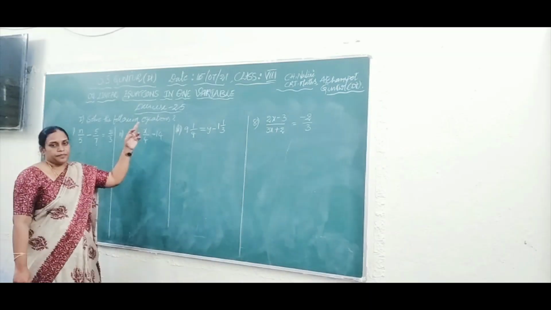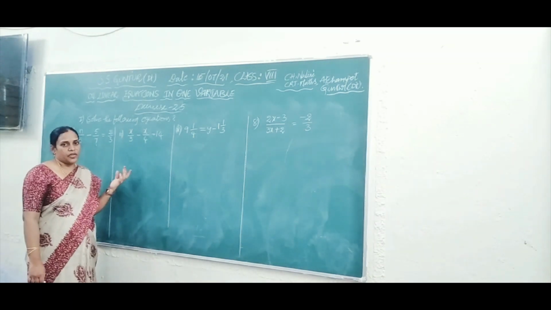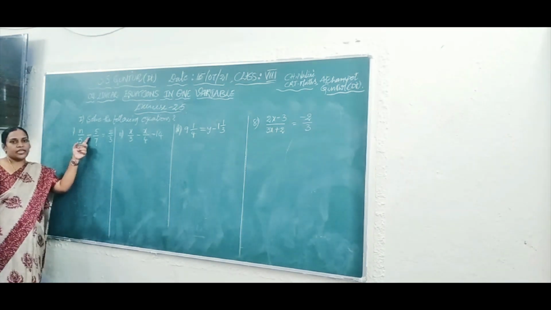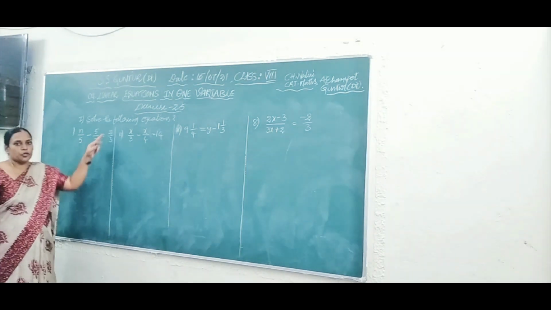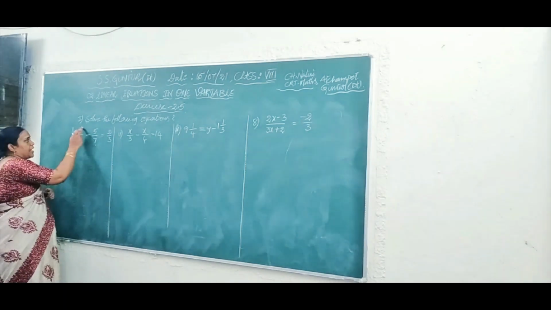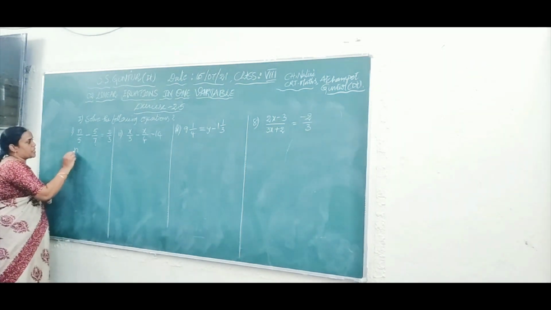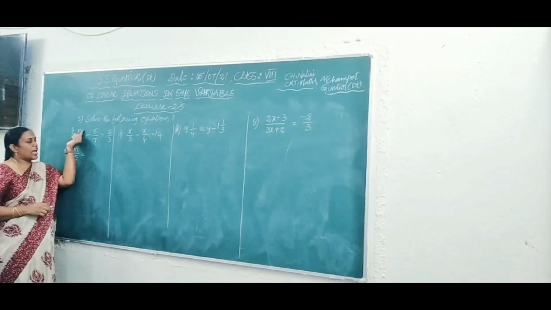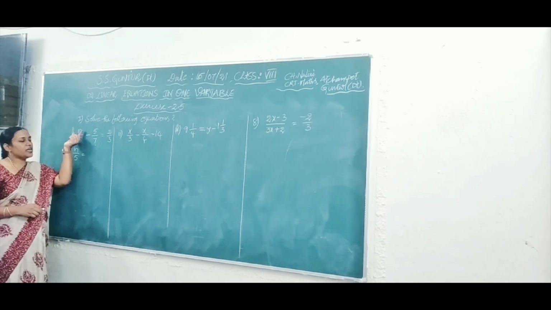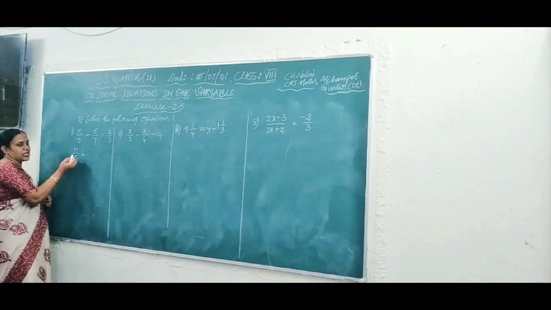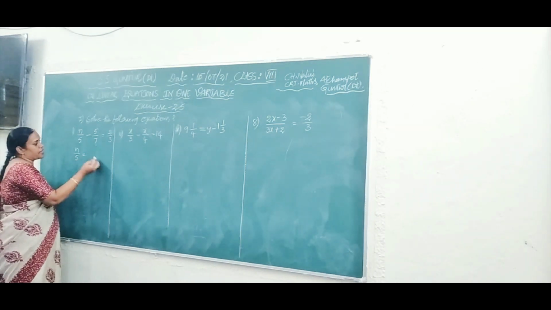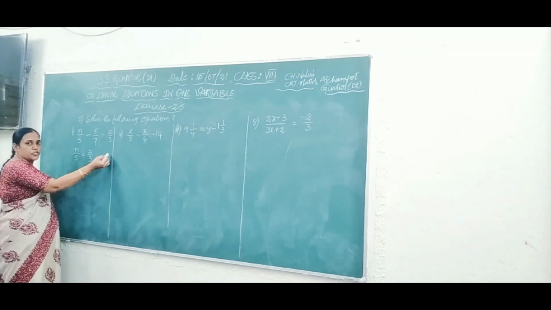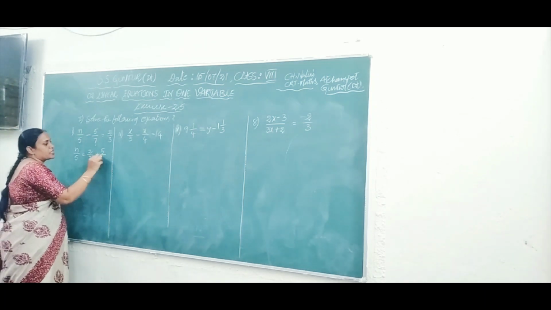Exercise 2.5. Now you have to solve some equations in exercise 2.5. Now first problem, n by 5 minus 5 by 7 is equal to 2 by 3. You have to find the variable value, that is, here you have to find the n value. So n by 5 on one side, remaining take to the other side. That is 2 by 3, and this minus 5 by 7 transposes to that side as plus 5 by 7.